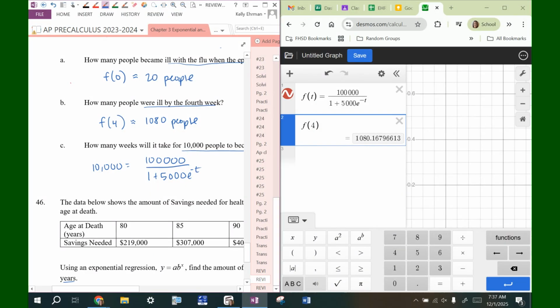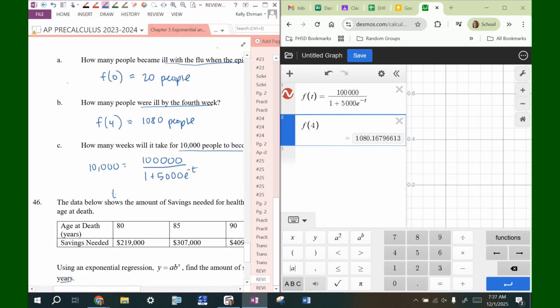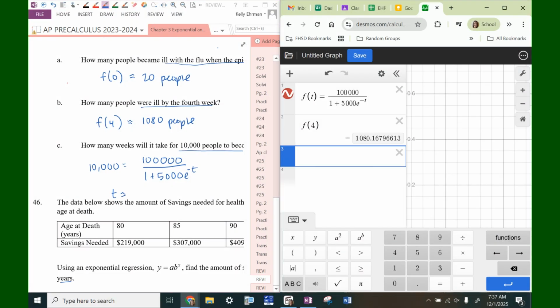I'm going to hope to solve this by graphing, but I will show you how to solve algebraically as well. All right, so, well, maybe. I'm kind of running out of time. Okay, y equals 10,000. Oh, see, it didn't like my comma.